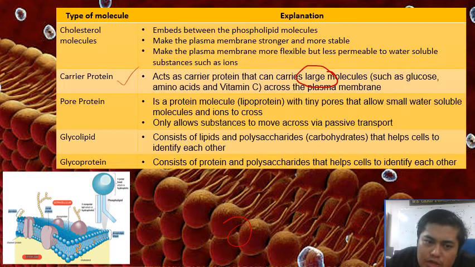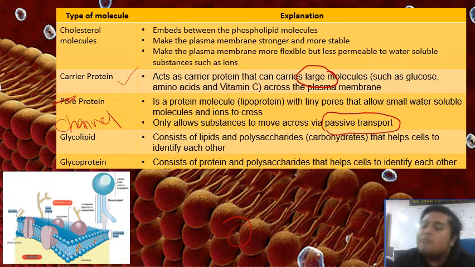As for pore protein ataupun kadang-kadang kita tak jumpa pore, kita jumpa dia sebagai channel protein. So channel protein ni pula is a protein molecule with tiny pores that allow small water soluble molecules and ion to cross it. Only allow substances to cross via passive transport. Passive transport ni apa? Nanti kita jumpa dia. So next kita ada glycolipid which consists of lipids and polysaccharide, and also glycoprotein which consists of protein and polysaccharide.